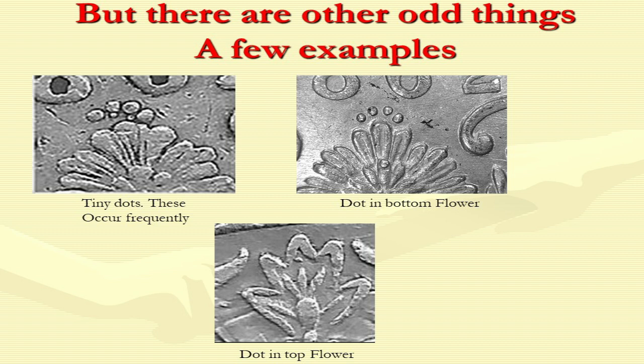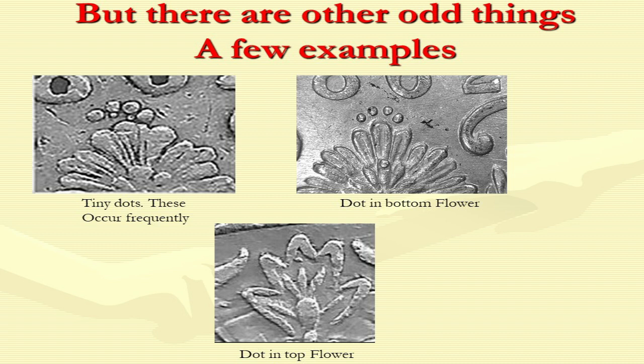Now they actually occur quite frequently. Dot in the bottom flower here, and you find this on quite a lot of specimens with this dot on it. So it is a dot. And dot in the top flower, again, similar thing. So the dots are not just sort of regular. There are other dots that occur on these coins.